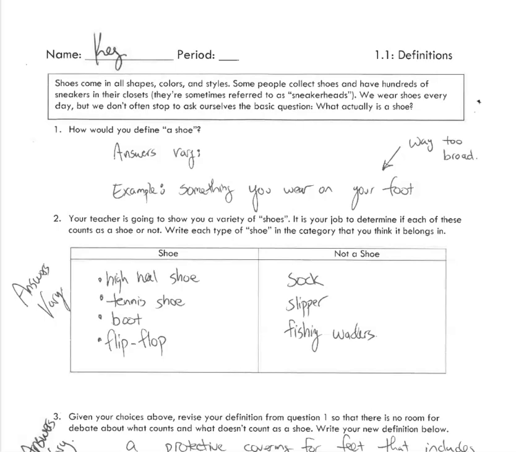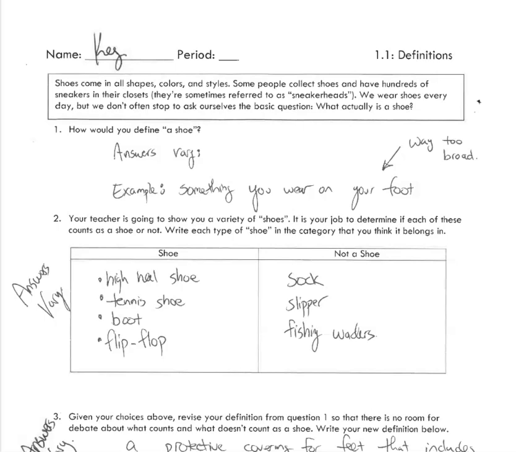So we start out with this little activity right here. It says shoes come in all shapes, colors, and styles. Some people collect shoes and have hundreds of sneakers in their closet. They're sometimes referred to as sneakerheads. We wear shoes every day, but we don't often stop to ask ourselves the basic question, what actually is a shoe?